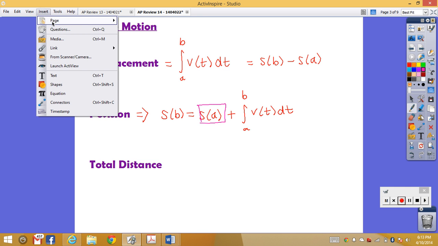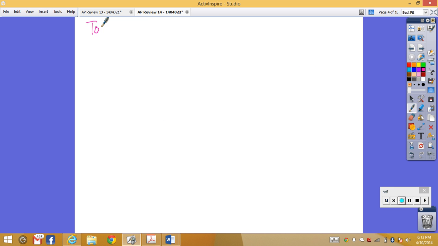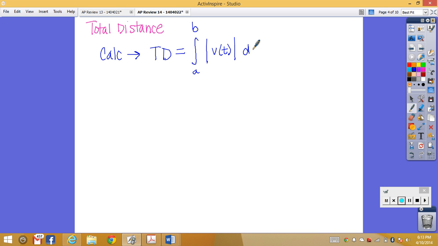I'm actually going to add that to the next page because we're going to have to look at total distance a few different ways. So the easiest way is with a calculator. If you get a calculator, total distance is equal to the integral from a to b of the absolute value of velocity, which is exactly the same thing as speed. And total distance will be equal to displacement if the velocity is always positive or equal to 0. So they'll actually be exactly the same thing.